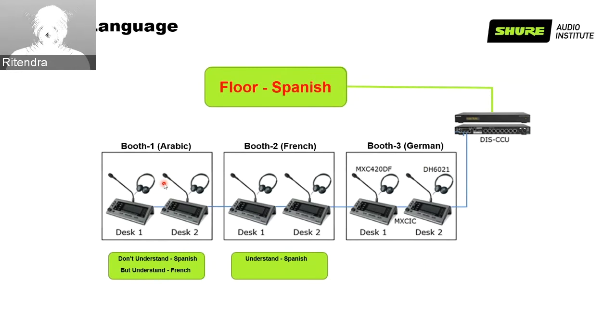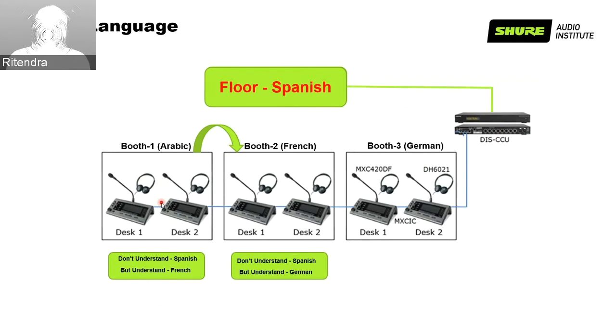So what he can do, the booth 1 guy will not listen to the floor in the conference unit. He will start listening to French, right? Booth 2 understands Spanish, so he will listen to Spanish and speak in French. And booth 1, instead of listening in Spanish, can use the relay language option where he will listen to French and speak in Arabic, right? And now this is how it is going to work. So he's not listening to the floor.